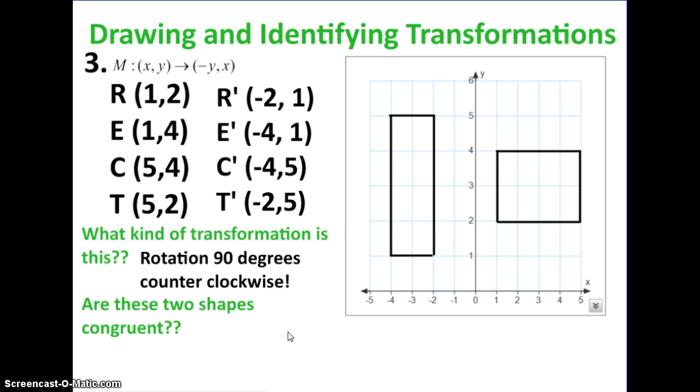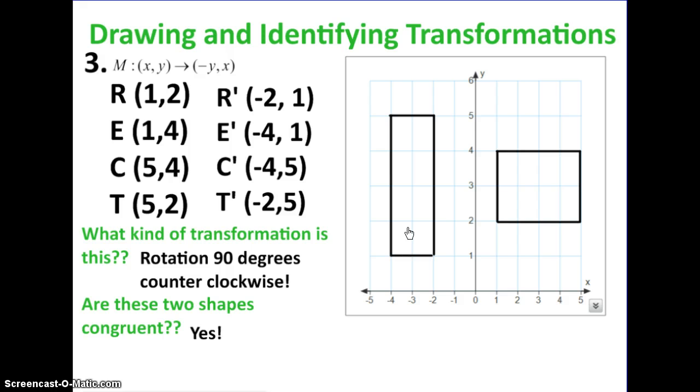Now because a rotation is part of the rigid motion, these are in fact congruent rectangles. Now some of you are saying, Ms. Norton, this does not look right. Okay, remember you can't TBL, you can't tell by looking, okay?